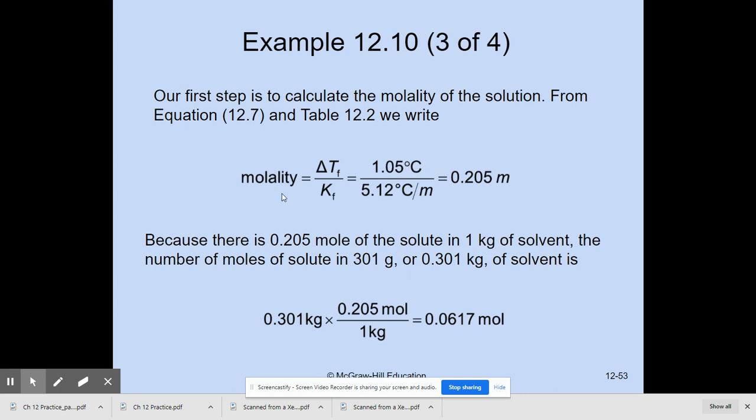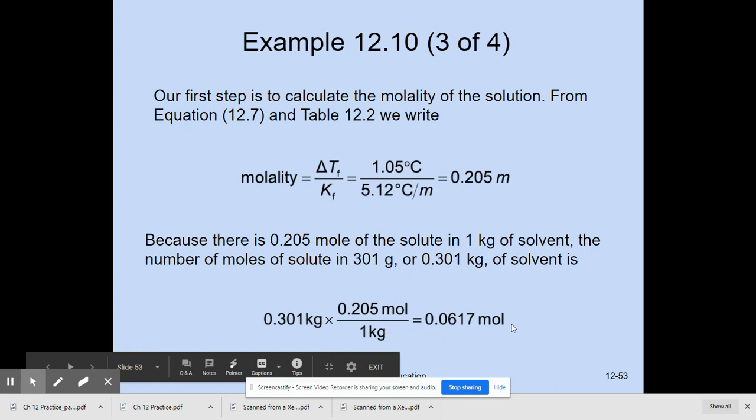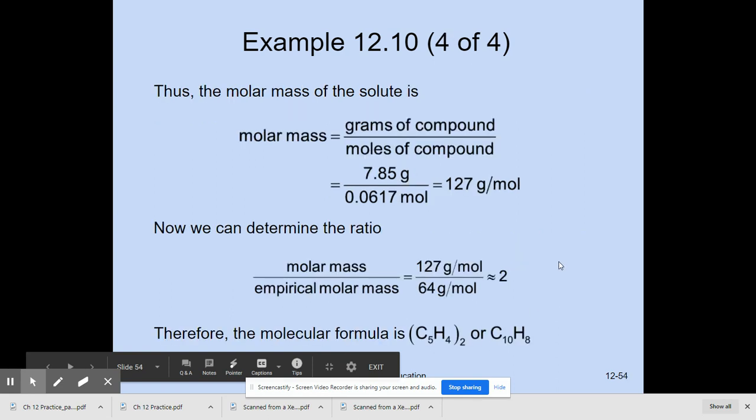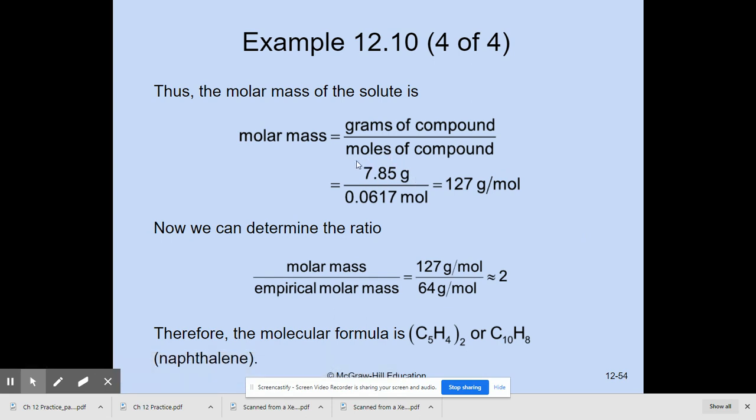Because we rearranged the freezing point depression equation, we found K from the table given previously because it's a constant, and we can get that it's 0.205 molal. That means 0.205 moles per kilogram of solvent, and the problem told us that there was 301 grams, or 0.301 kilograms of solvent. So we can multiply it and figure out we have 0.0617 moles. Molar mass is grams per mole. We know, given in the problem, 7.85 grams. We just figured out that is 0.0617 moles. So the molar mass of this compound is 127.